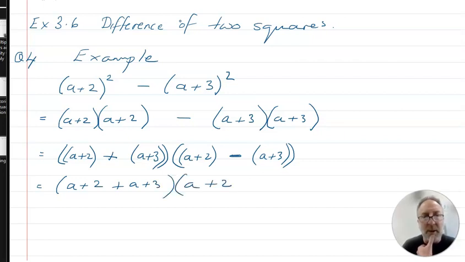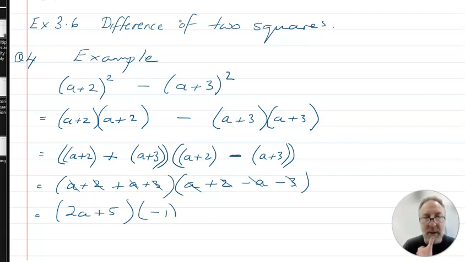Now be careful with the minus sign here. It's at the front of this bracket, so everything in the bracket is minus: a minus 3. Now we add up the terms. We have an a there and an a there, so we have 2a, and numbers 2 and 3 is 5. And over here we have an a and an a and a minus a. We have no a's, they disappear, and we have a 2 and a minus 3, so that's actually minus 1.